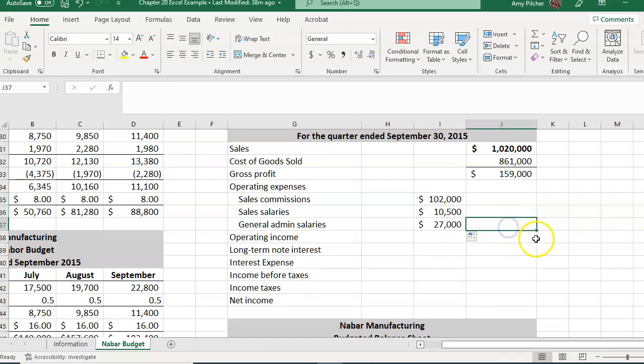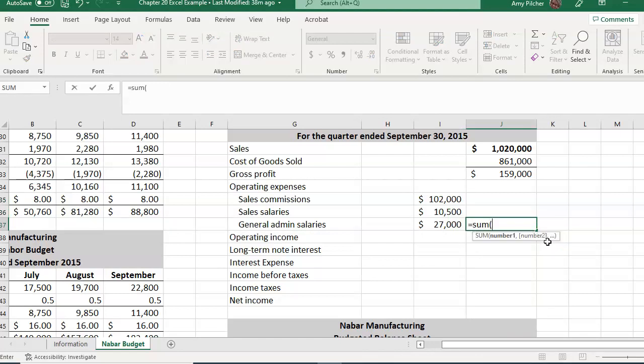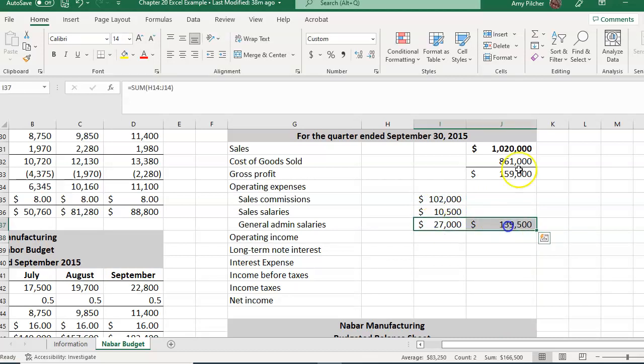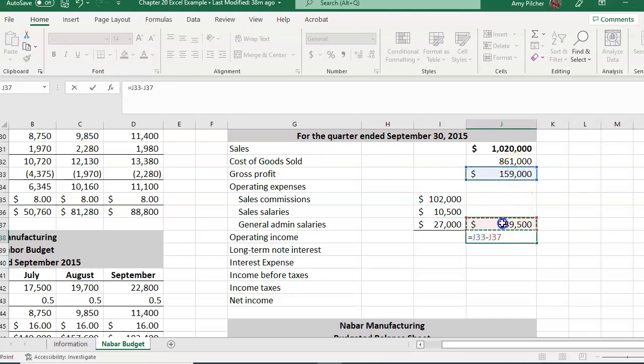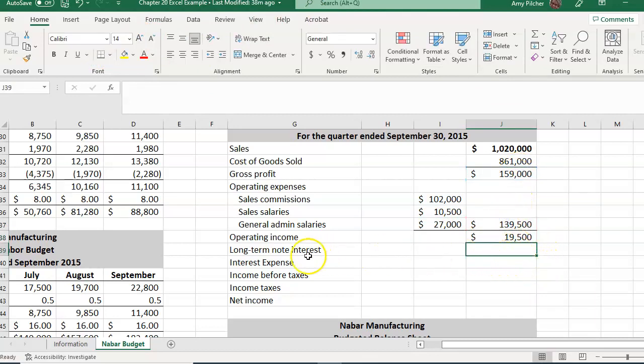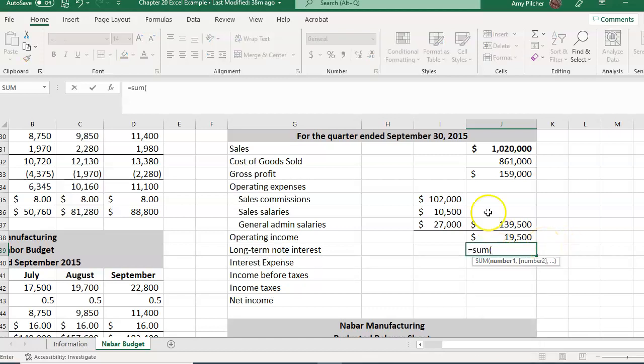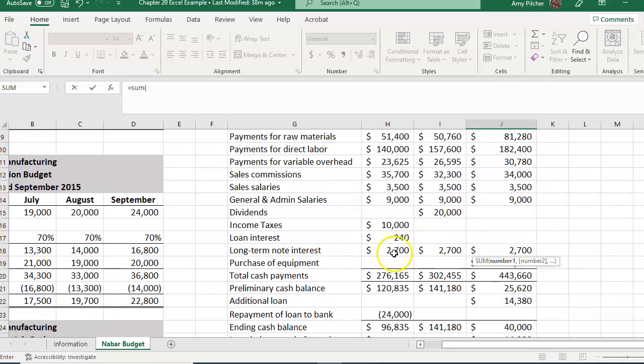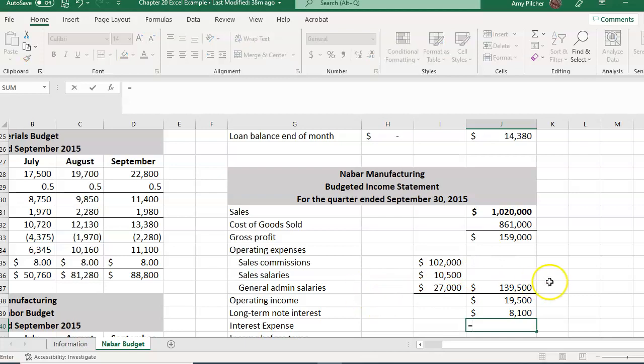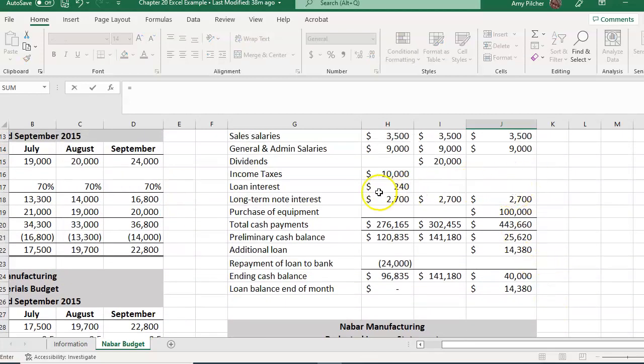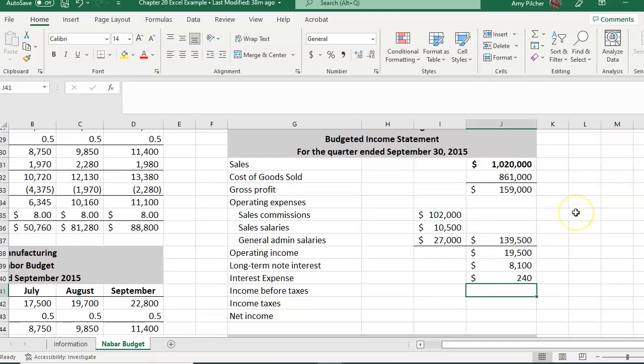So my total operating expenses, if I add those together, are 139,500. That gives me an operating income of 19,500. Then I have my long-term note interest, which I paid for 3 months, so my note interest is 2,700. And my interest expense, which I only have 1 month of, is $240.